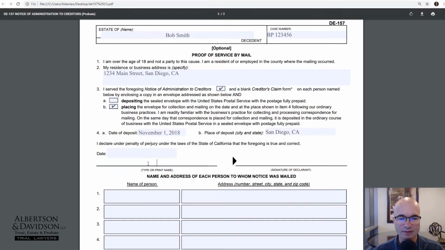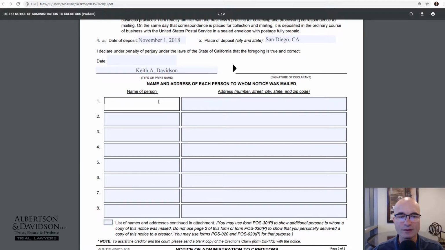And then you'll date it, and you're going to type in your name. So if Tina was doing this form, it'd be Tina Smith. If I was doing this form for Tina, then it'd be my name right here. And then I would just sign it.